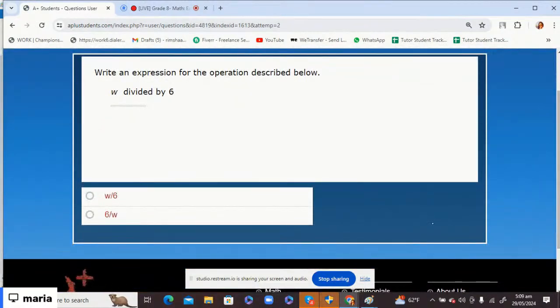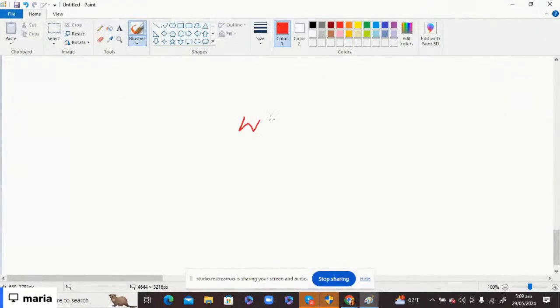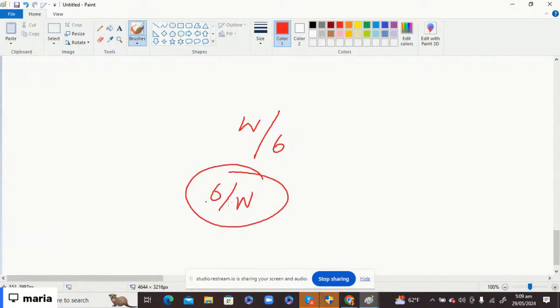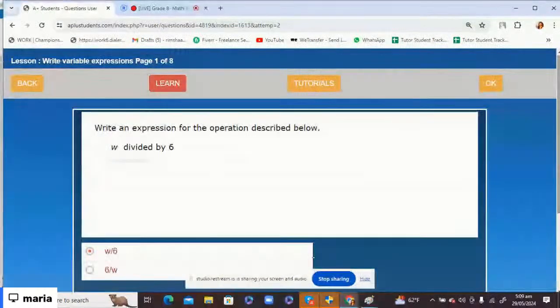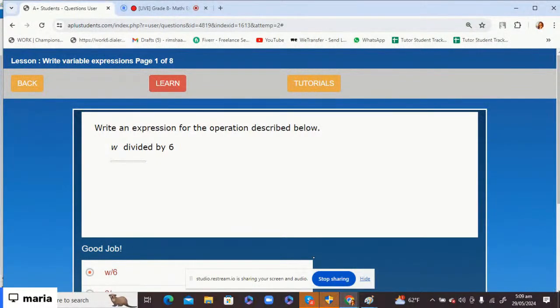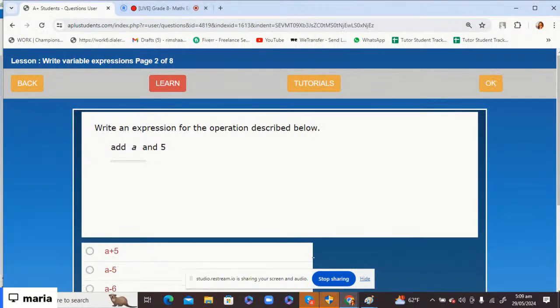Write an expression for the operation described below: W divided by 6. So W, you are going to write first, divided by 6. Divided by 6 means you are going to put W divided by 6, okay, not 6 by W. That would show that 6 is divided by W. So now here I'm going to choose the first option, and let's check, is it right?